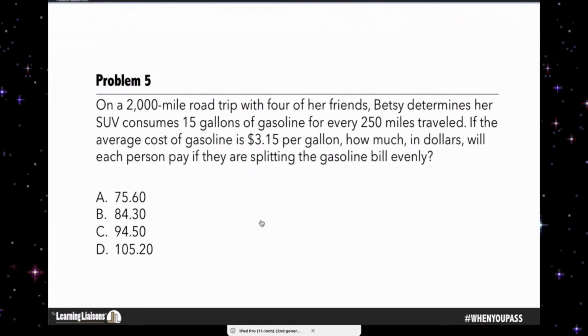Problem number 5. On a 2,000-mile road trip with 4 of her friends, Betsy determines her SUV consumes 15 gallons of gasoline for every 250 miles traveled. If the average cost of gasoline is $3.15 per gallon, how much in dollars will each person pay if they are splitting the gasoline bill evenly?